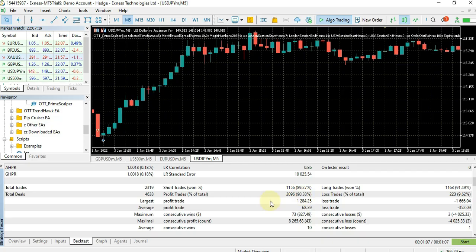Let us run this backtest for the GBP/USD currency pair and see the outcome.